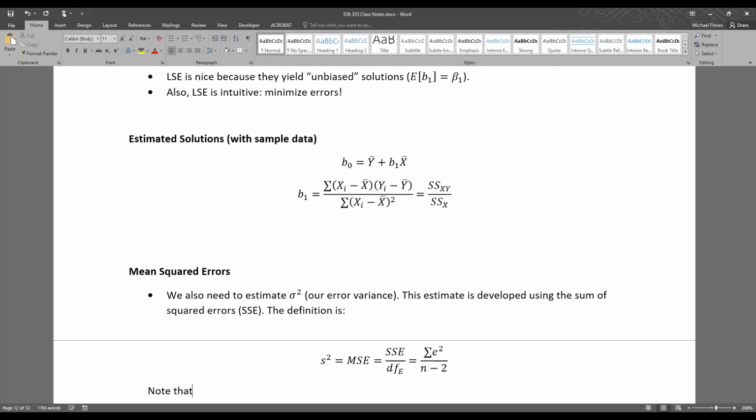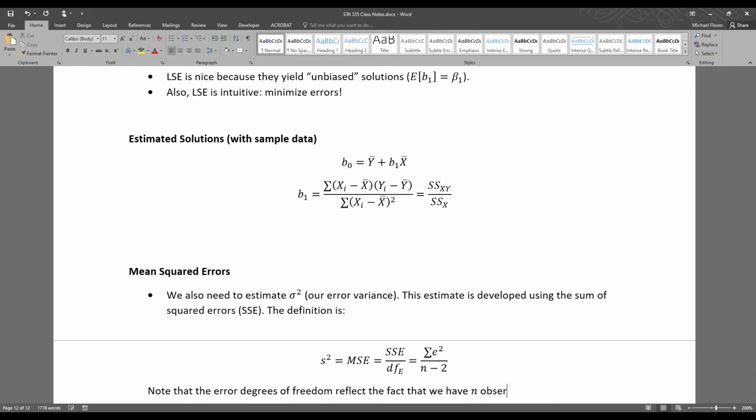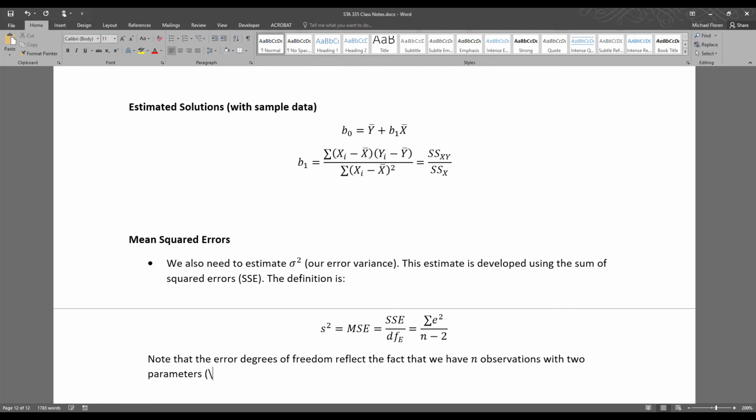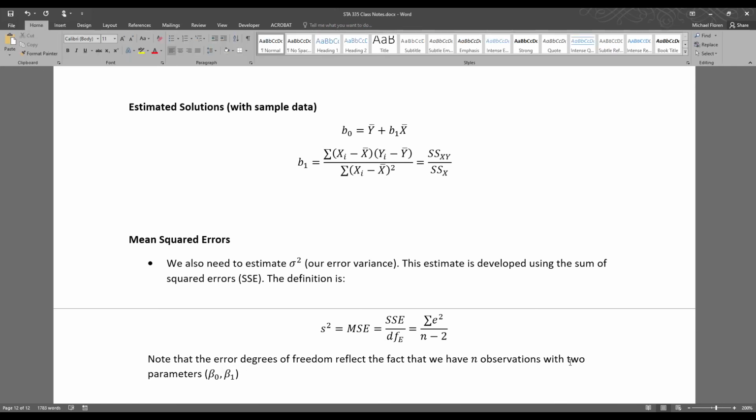Note that the error degrees of freedom reflect the fact that we have n observations with two parameters, that is beta 0 and beta 1, that we already estimated. So the degrees of freedom is n minus 2 for this particular quantity.